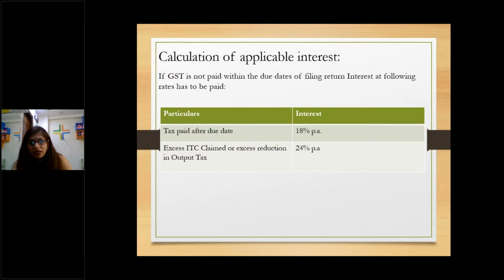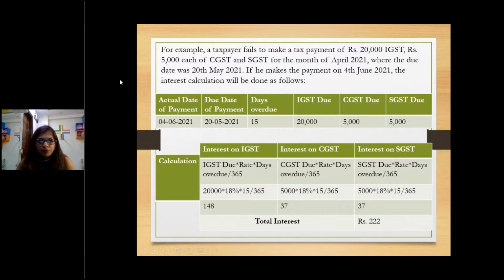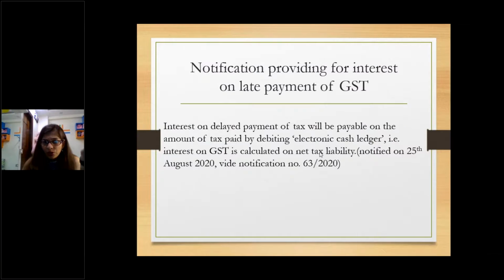What the rate says is that if the taxes are required to be paid on your liability, it is 18% per annum. And if you have taken a wrong claim of ITC, then it would be 24% per annum. This is the rate of interest. However, there is a notification. I have shown how to calculate it. Per day ke hisaab se aap calculate karte ho. What is the delay in the number of days? I have, this is the notification.